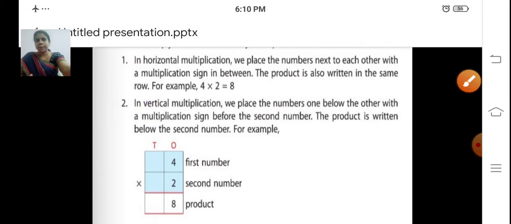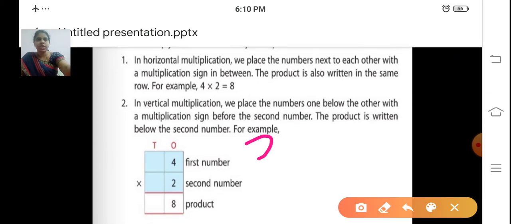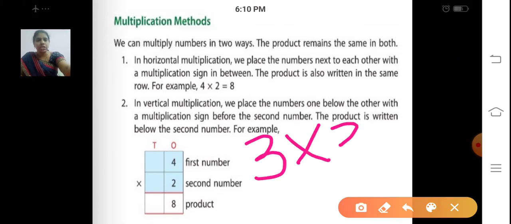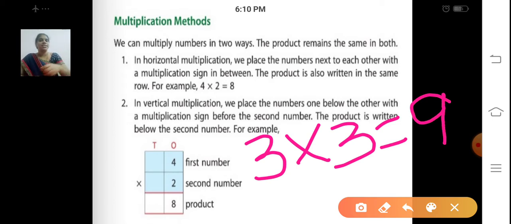I'll give you one more example now. Just tell me what is 3 into 3. So we are going to multiply these two numbers. 3 3s are 9. Where will you write the answer? Yes, same row only. We are going to write the answer in the horizontal way of multiplication.